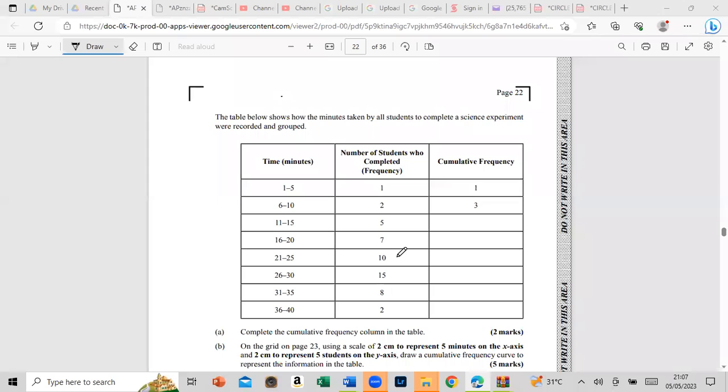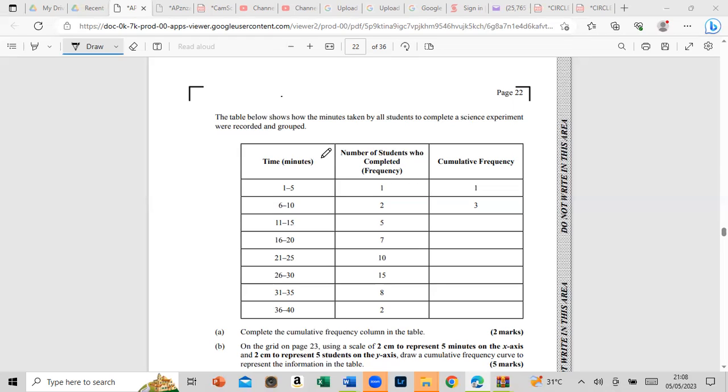Alright, guys. So here we have a cumulative frequency curve. I'm not gonna draw the curve, however, I'm gonna show you guys how you can do it. Very easy. As I said, the table below shows the minutes taken by our students. In fact, I will do it in another video and draw it for you guys. I don't have all this right now. The table shows the minutes taken by students to complete a science experiment. We record it on the graph.